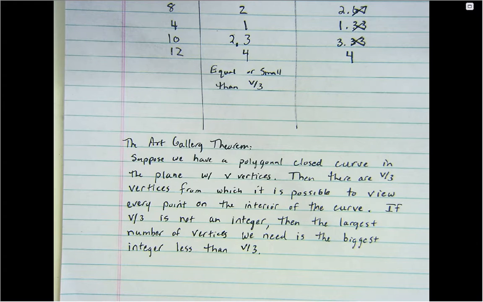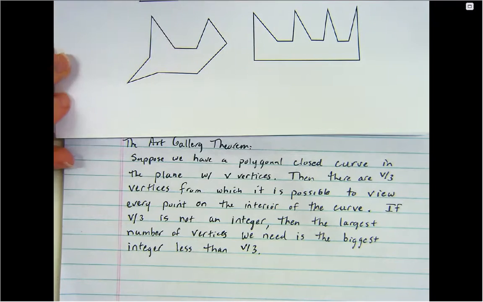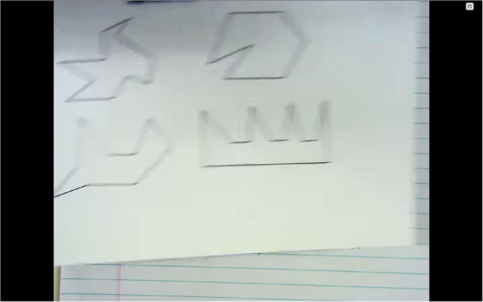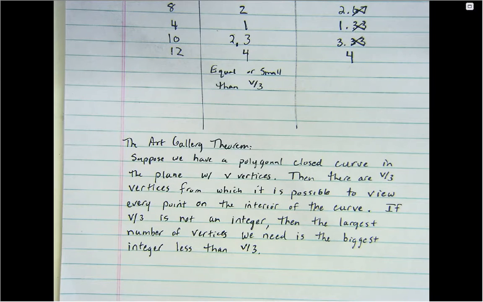So let's see what the art gallery theorem is saying. Let's look at it a little more closely. First of all, we have a polygonal closed curve. On your quiz, you'll have to make sure you're able to pick out a polygonal closed curve. I saw lots of them today in class. That was great to see. Here's a selection, actually. These are just line segments connected end to end. And I'll be handing this out in a minute.